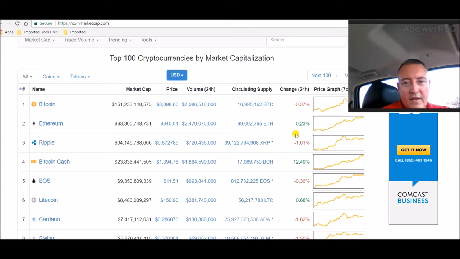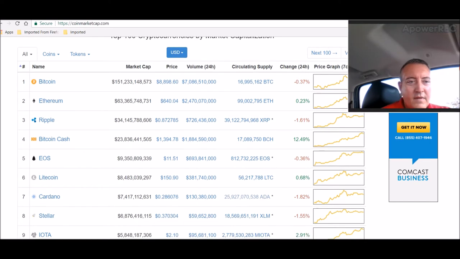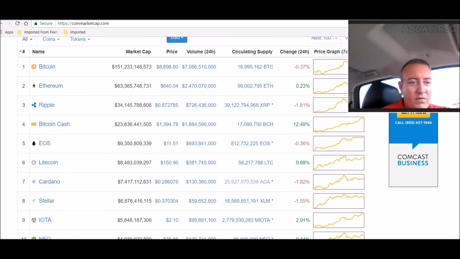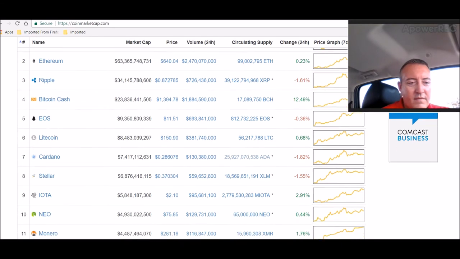It's kind of a mixed bag as far as everything being up and down. In the top 10 here, I've got Bitcoin, Cardano, Stellar, and IOTA. And only one of those is up, and that's IOTA.